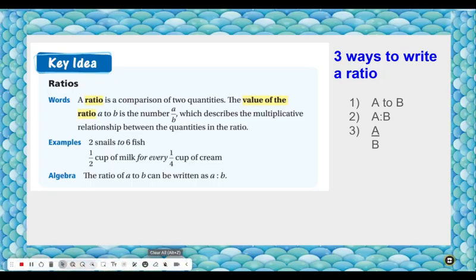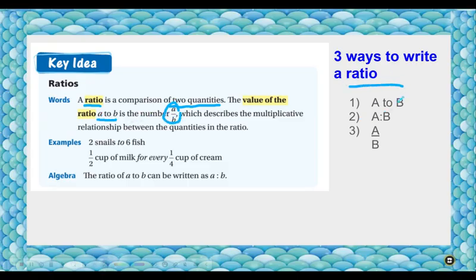So here's some definitions. So a ratio is a comparison of two quantities. So 5 apples to 2 oranges, 6 boys to 8 girls. Those are ratios. So the value of the ratio is A to B or A over B.